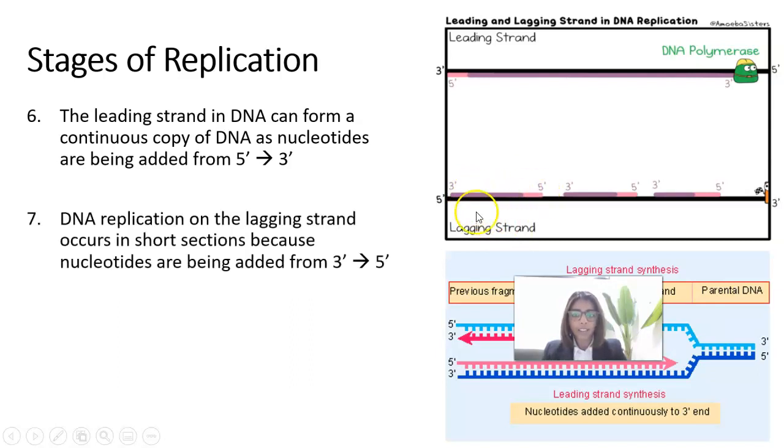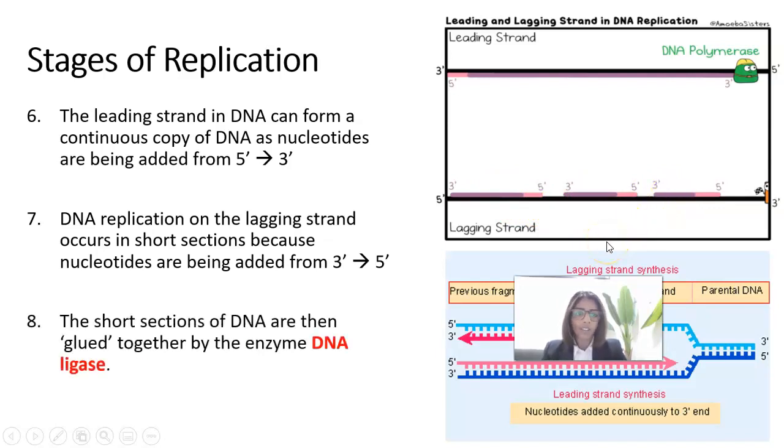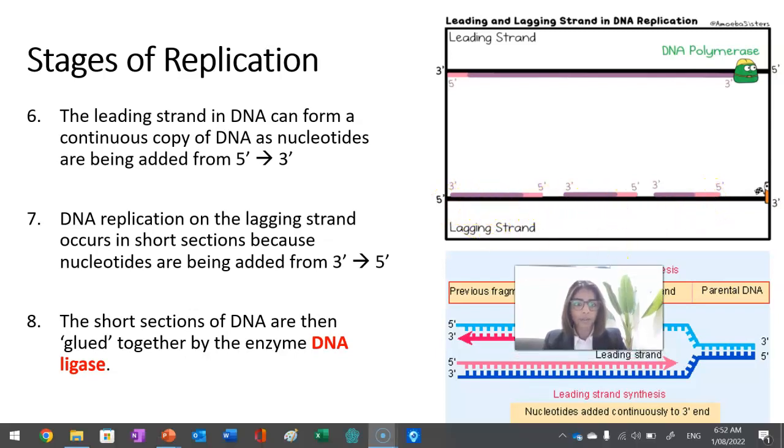Now, this is copying from 3' to 5'. Now, it can't copy in that direction easily. So we end up with these short fragments. Now, these short fragments are actually known as Okazaki fragments because of the scientists that discovered them. But all you need to remember is that the leading strand copies continuously from 5' to 3', whereas in the lagging strand, the DNA is copied backwards and we have these small fragments.